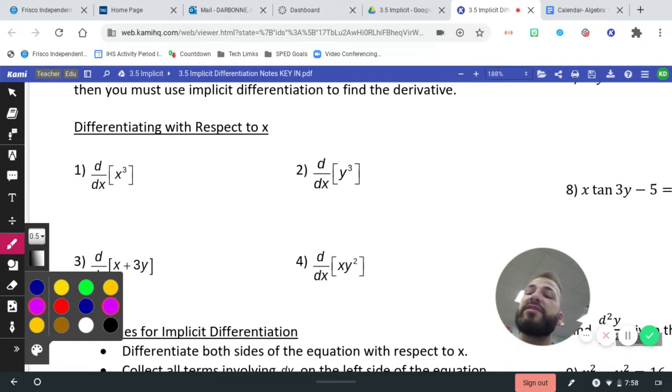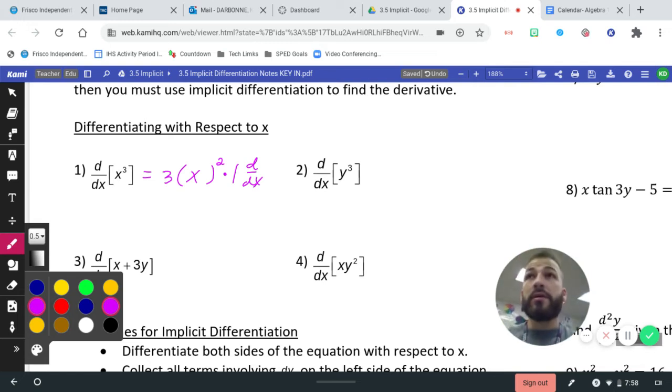So if I was doing this with the chain rule, my 3 would come down, parentheses, x would stay the same on the inside, reduce the power by 1. And then what is the derivative of x? Well, the derivative of x is 1. So times 1 d dx.